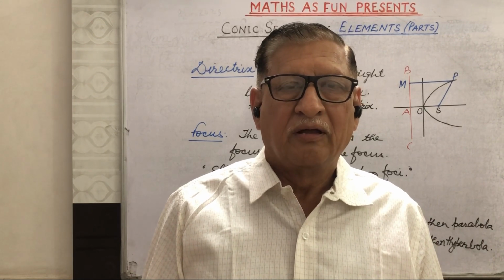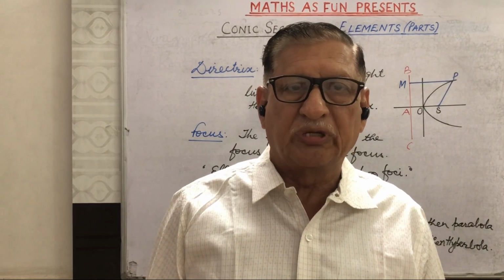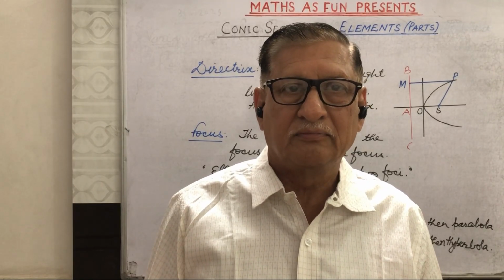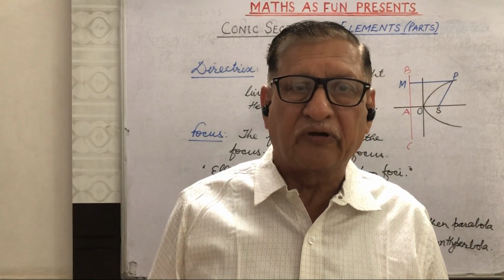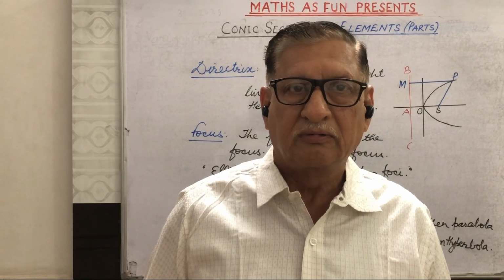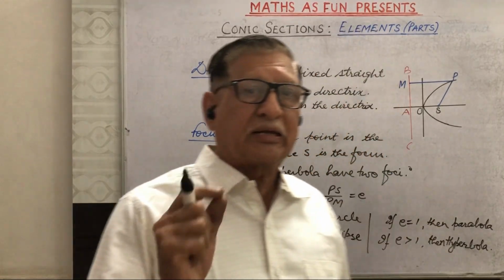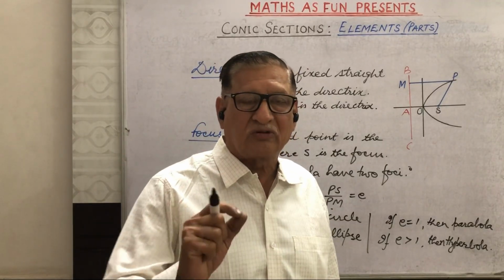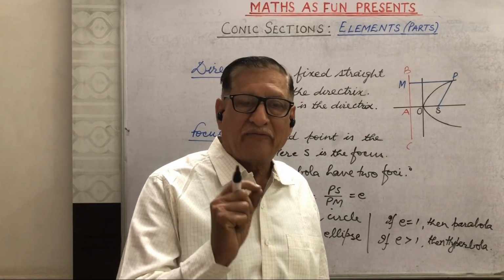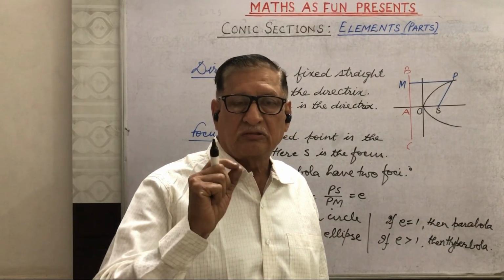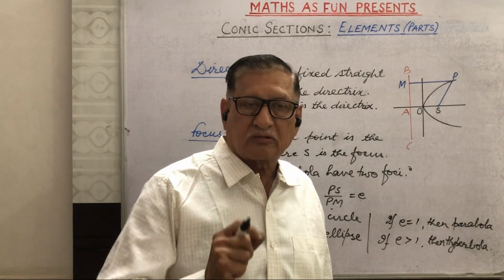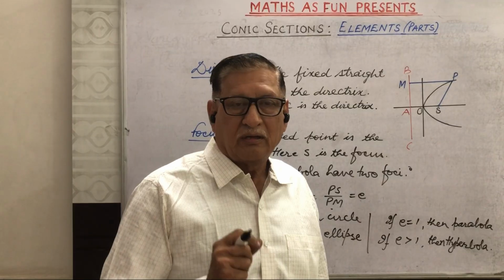Hello everyone. In the previous video we have learnt about the conic sections, what conic sections are and how they are formed. In this video we will learn about the different elements or the parts which are related to the conic sections. We have already learned that a conic section is the locus of a point which always has the ratio of the distance from a fixed point to the distance from a fixed line as a constant.